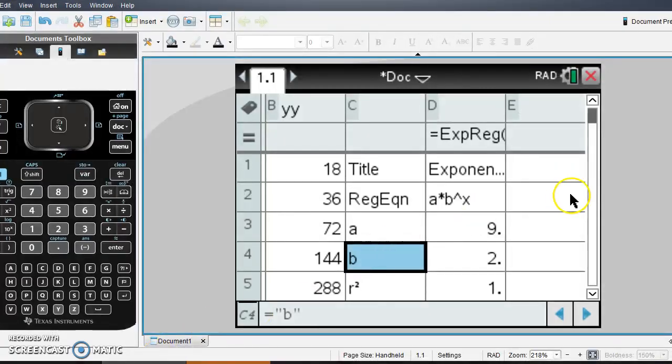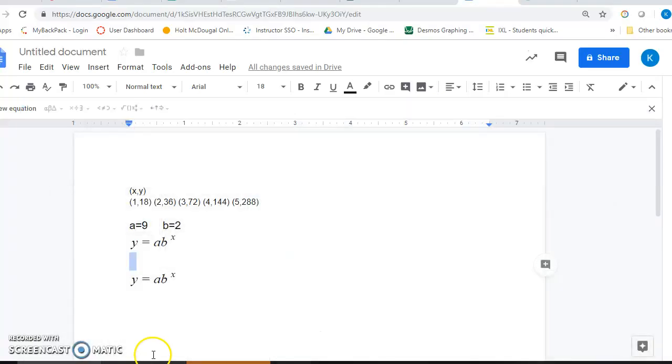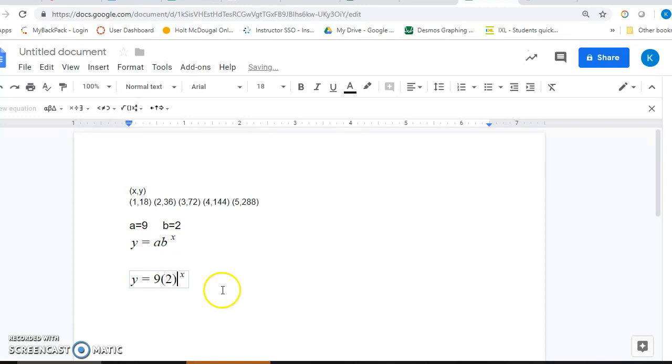Okay, so the calculator gave us A is 9 and B is 2. So let me go back to the calculator. A is 9 and B is 2. So this is our general equation for an exponential. We're going to take the 9, I'll do it here, plug it in for A, and then I'm going to plug the B in for 2. And this is the exponential equation that fits that data. And it actually fits it perfectly.